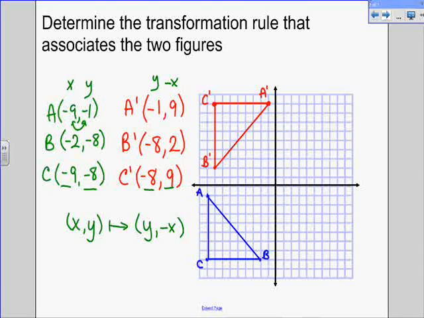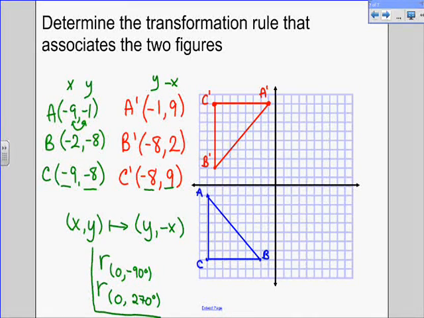Well, we can write it down two different ways. We can say a rotation around the origin of -90 degrees. Or we can also say a rotation about the origin of a +270 degrees, because these two are actually the same thing. So this would be our final answer. This is the transformation rule, or these are the transformation rules that associate these two figures.